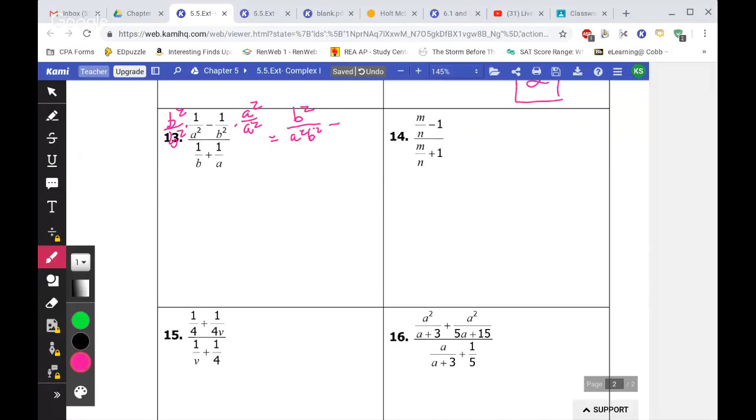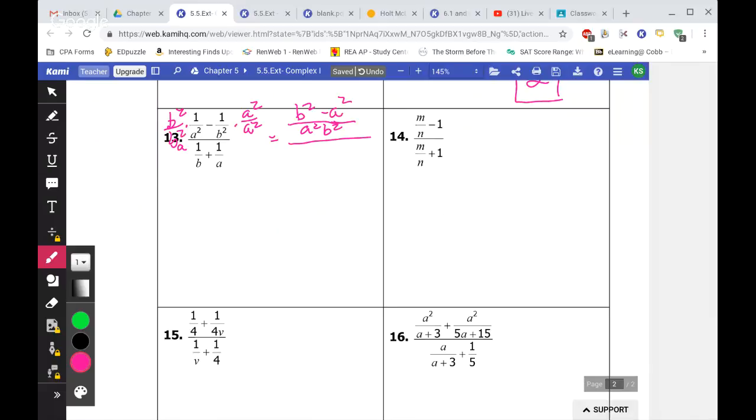Minus, actually, this is what I'm going to do for that one. Sorry about that. I'm going to write it all over a squared b squared, because now we have a common denominator, because you're multiplying these together. So that's going to give me b squared minus a squared at the top.